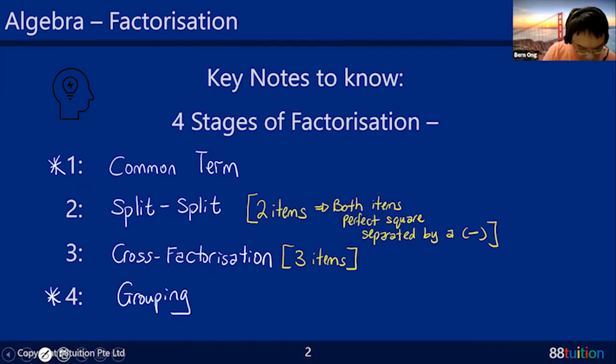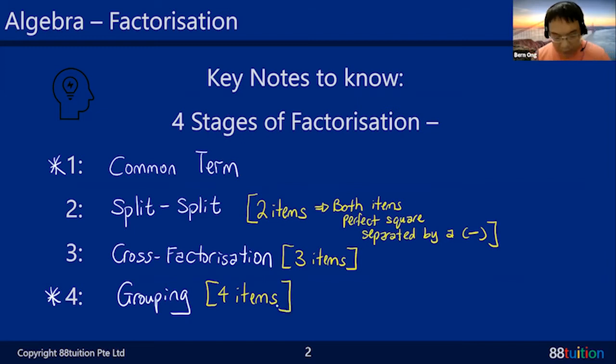Okay, and grouping has how many items? As you can guess, 1, 2, 3, 4. Split, 2 items. Cross factorization, 3 items. Grouping has 4 items. So actually, the meaning of items is the terms. I will show it later.